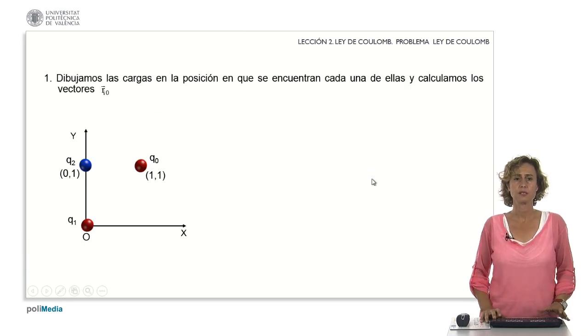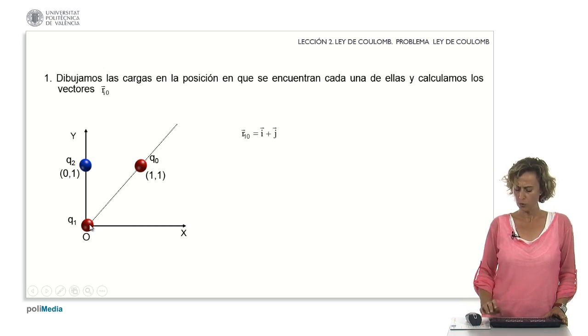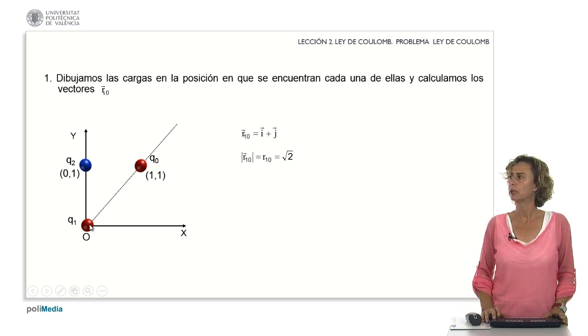What do we have to do? The first thing we have to do is, once we place the charges in the position where they are, we calculate the vectors r sub i sub 0. So let's do that. We calculate r sub 1 sub 0. The vector r sub 1 sub 0 will be (1 minus 0) i plus (1 minus 0) j, the coordinates of the point where the charge Q sub 0 is located minus the coordinates of the point where the charge Q sub 1 is located. Its modulus, how much is it worth? Root of 2, so the unit vector will be r sub 1 sub 0 divided by its modulus, and therefore it is 1 divided by root of 2 i plus 1 divided by root of 2 j.